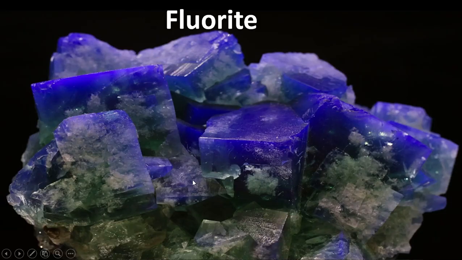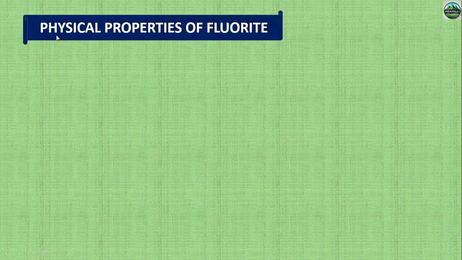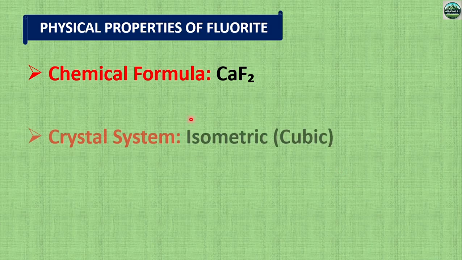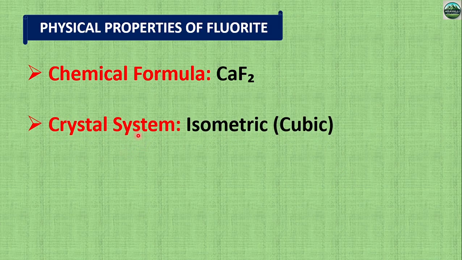Okay, let's discuss the physical property, optical property, geological occurrence, usage, and deposits of fluorite in Rajasthan. First we will cover the physical property of the mineral fluorite. The chemical composition of mineral fluorite is CaF2, and the crystal system of mineral fluorite is isometric or cubic.